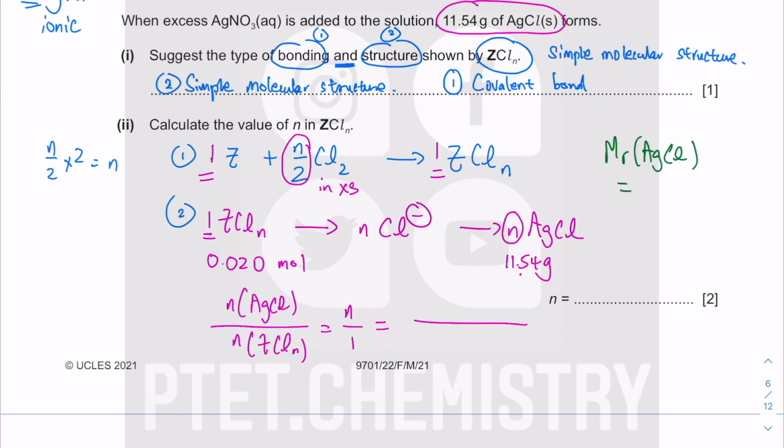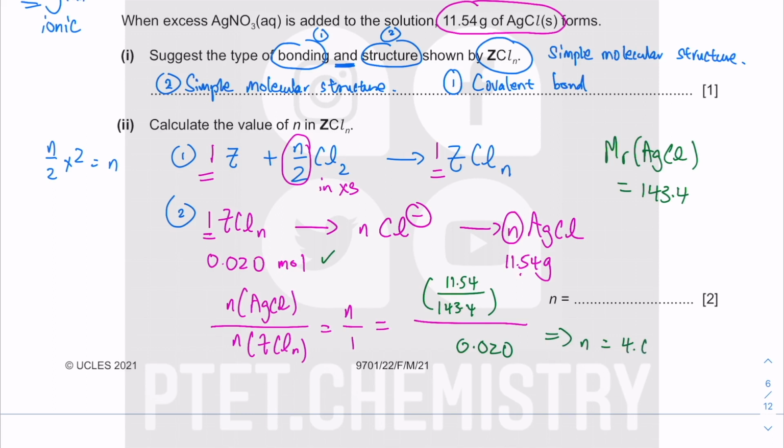So go straight to the periodic table. Ag is 107.9 plus 35.5 for chlorine, so there is 143.4. So 11.54 gram over 143.4, that is the mole of AgCl. And what about the mole of ZClN? It's going to be this. So n is equal to 11.54 divided by 143.4 divided by 0.020.